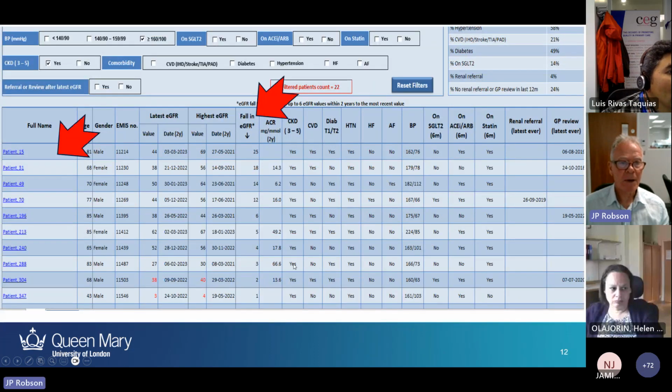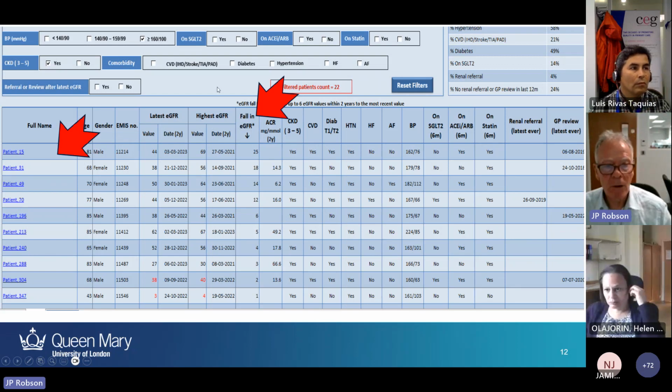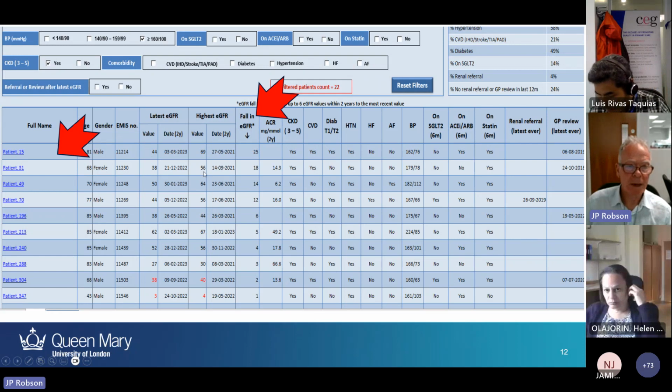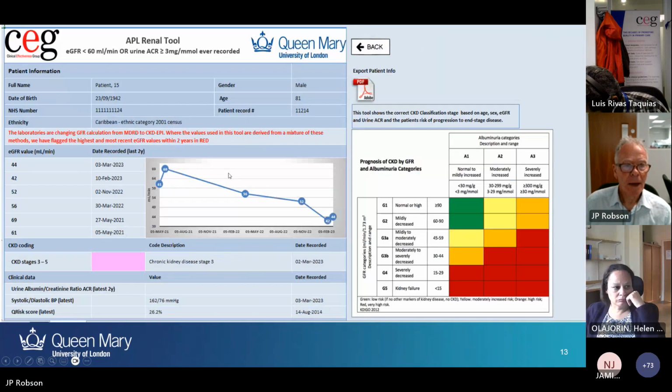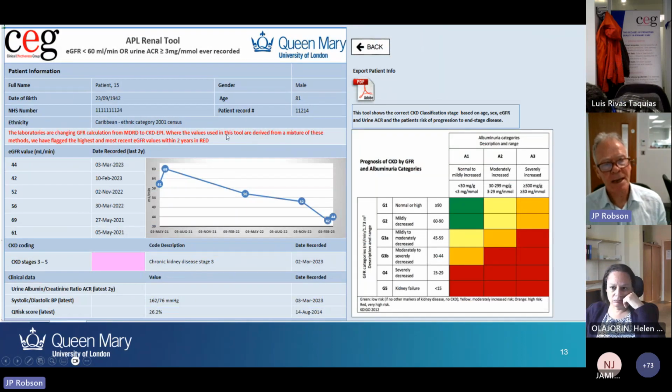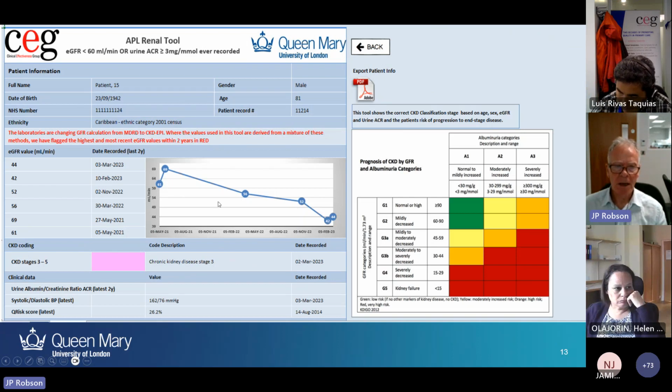So there we are. There are some of those 22 patients listed now, showing you the full screen. I'm going to look at patient number 15, who's got this quite big fall in EGFR, a bit worrying, an elderly person. If I click on that person, here is the patient review screen, and it gives you a very nice picture of the decline in this person's EGFR over those last 2 years, because he's had quite a number of measures done.